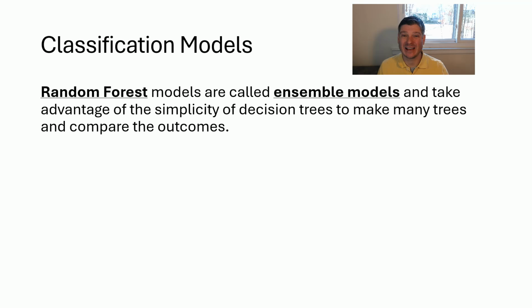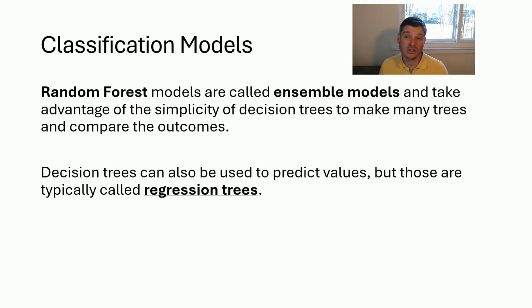These are, again, ensemble models. What random forests do is they take advantage of how simple, easy and quick it is to make decision trees. So they will make many, many trees and then compare the outcomes of those trees to figure out the best way to do the problem. And again, it also lets us expand what we're doing, and there are different ways to set up the random forest models to see what is actually going to be our best choice for what we're trying to predict.